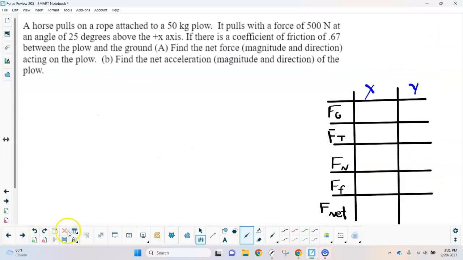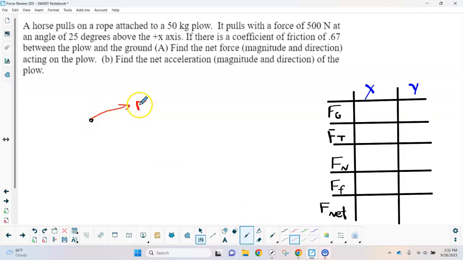Okay. Next one here is talking about a horse pulling on a plow with a rope, and that rope is at an angle. And we're going to try to figure out the various ideas that go along with the situation, the net force, the net acceleration, all the other forces that are associated with this. So again, you start with a free body diagram. So if that's my plow, the forces acting. So I'm going to label this tension.